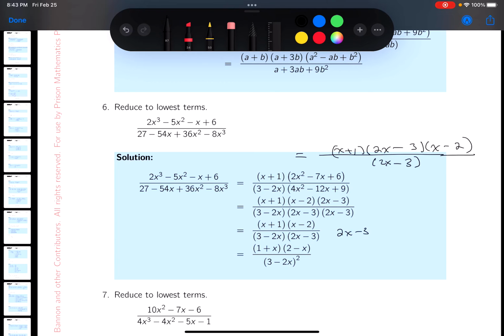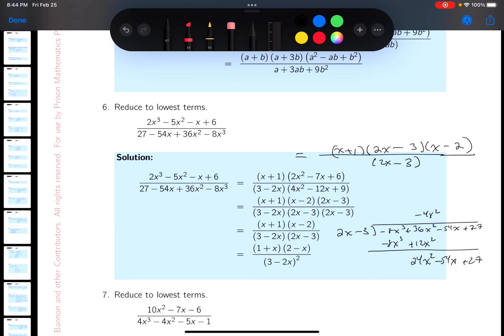2x minus 3. I'm going to divide that into minus 8x cubed, and don't worry, I'm going to put it in order, plus 36x squared minus 54x plus 27. All right? Let's take a look. Well, I'm going to get minus 4x squared. You're going to get minus 8x cubed, and then you're going to get plus 12x squared. Subtract: 24x squared minus 54x plus 27.